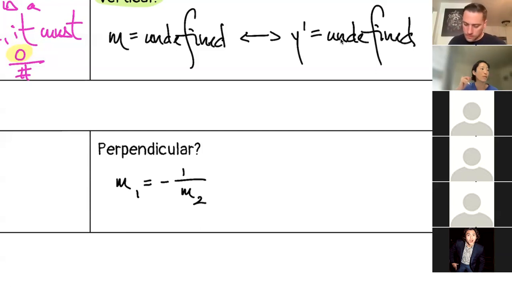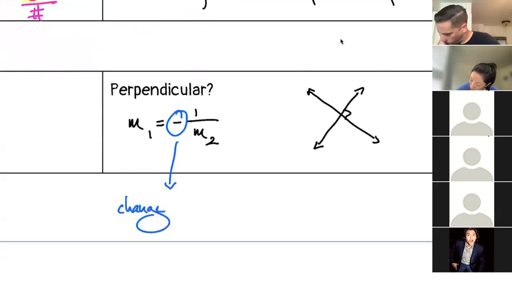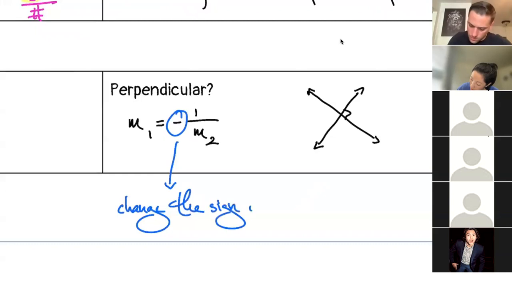Okay, and so if we flip the fraction and we change the sign, that will give us the slope of lines that are perpendicular to each other. Okay, and so I do want to make a special note here that this means change the sign of the first slope. So it's not that the second one is always negative, but they should have opposite signs. If one is positive, then the other slope is negative. But if the first slope is negative, the other one's going to be positive. Okay.